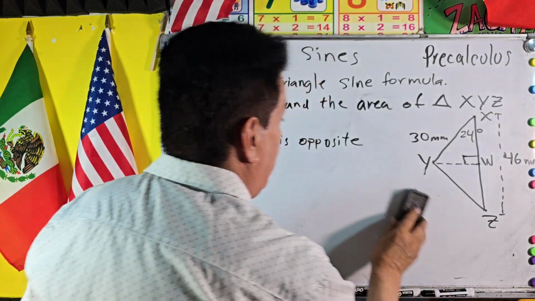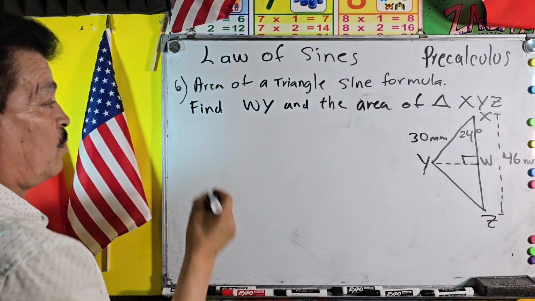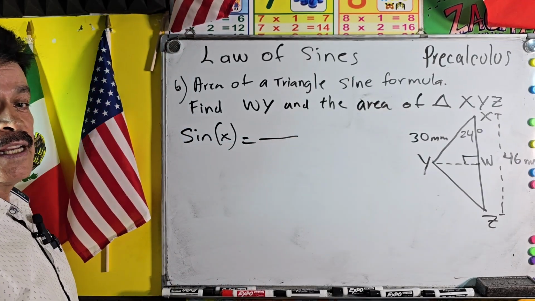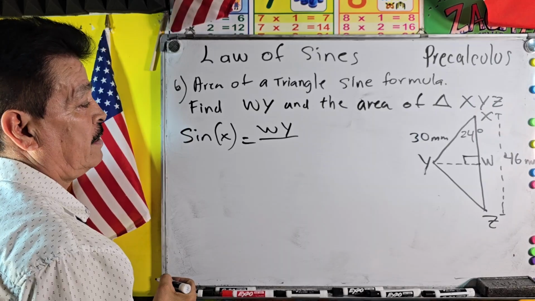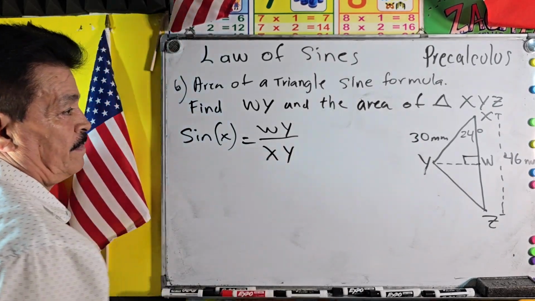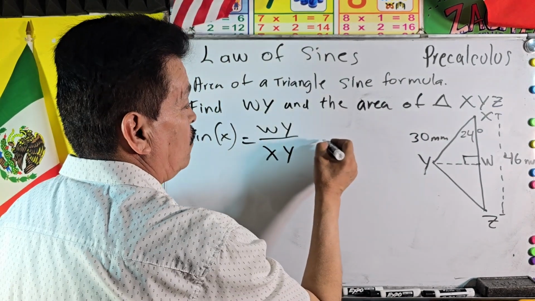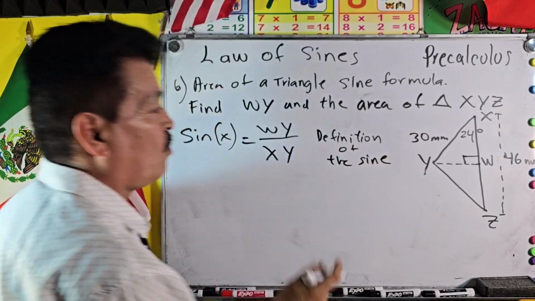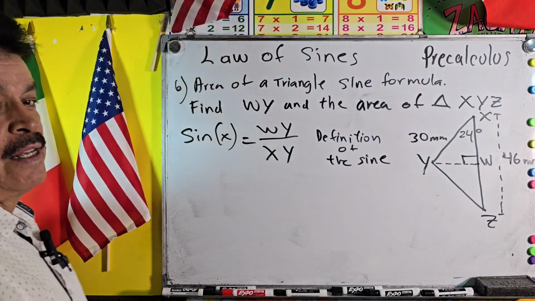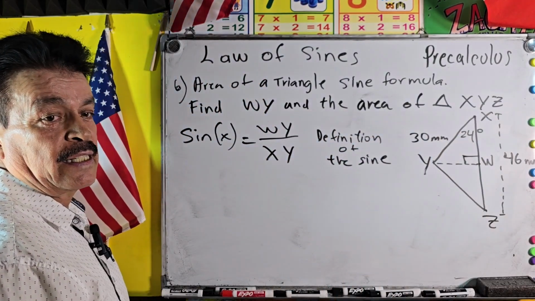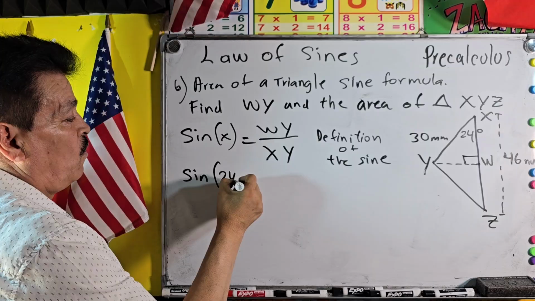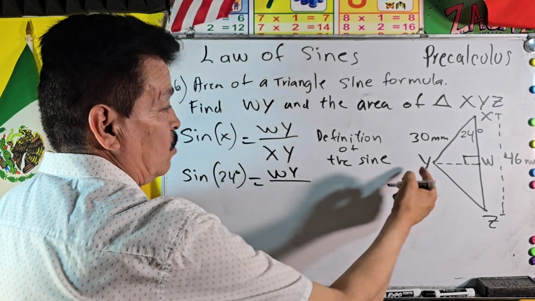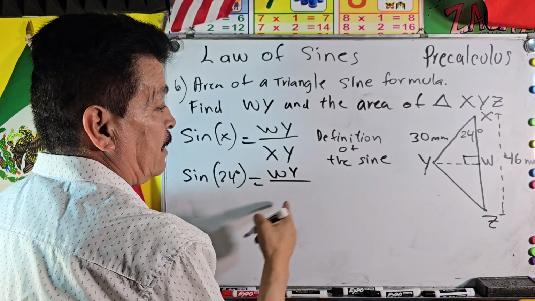So let's go. Let me write all the data now in the formula. Sine of X equals WY divided by XY. This is the definition of the sine. All right, that's the formula. Remember this angle X is equal to 24 degrees. So sine of 24 degrees equals WY, which we don't know, over XY.